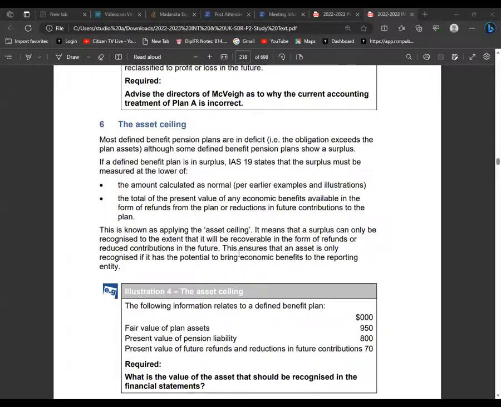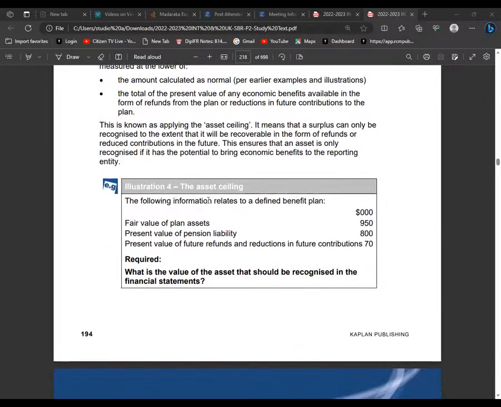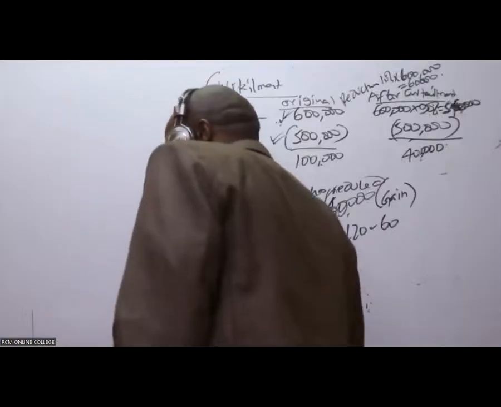I don't even have to understand what they're saying there. The most important thing is for us to see how this example has been done. The following information relates to a defined benefit plan. So I can see the fair value of plan assets, and I can see the present value of pension liability. Present value of future refunds and reductions in future contributions is 70. What is the value of the asset that should be recognized in the financial statements? Great. So I will do this as a normal thing, the way I normally start with this. So come and give us, ladies and gentlemen, the plan obligation.